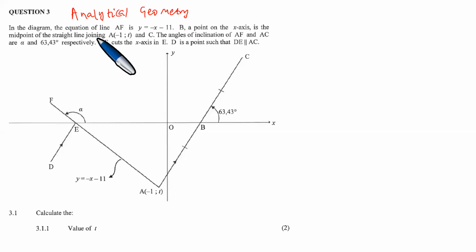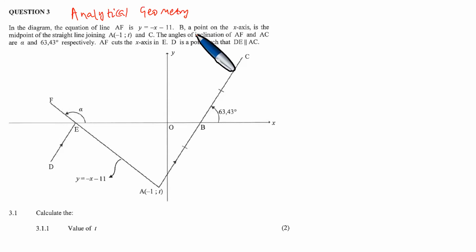In the diagram, the equation of line AF, here is A and there is F, is y equals minus x minus 11. B is a point on the x-axis, and B is also the midpoint of the line joining A and C.